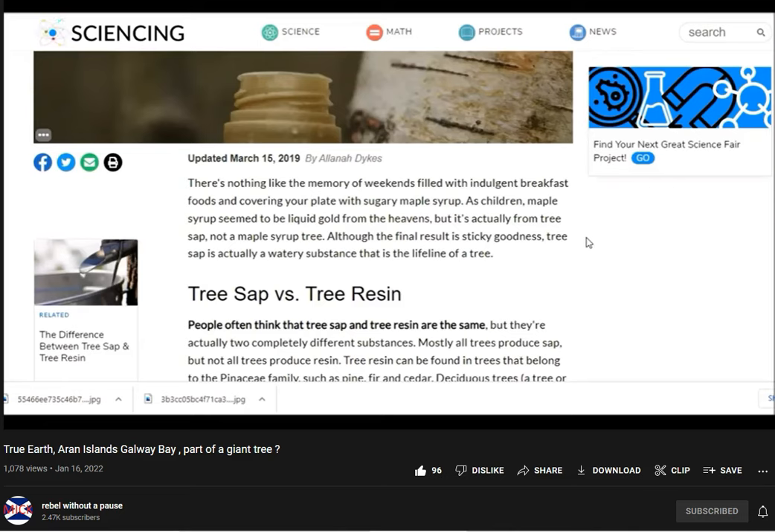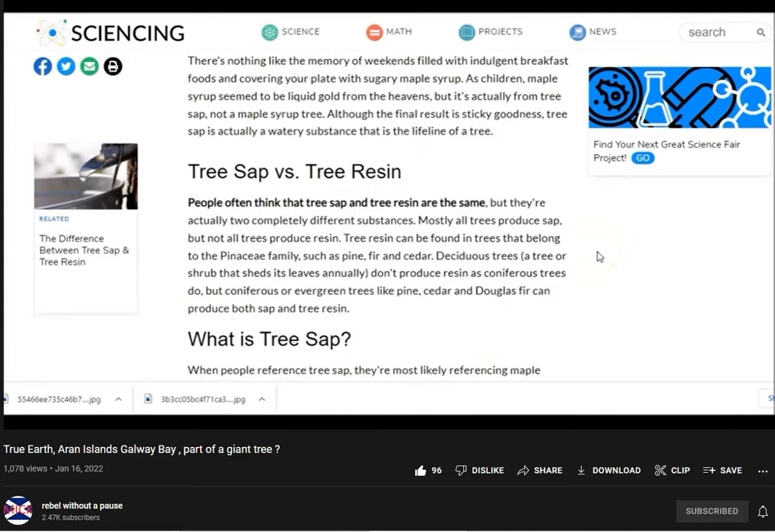Although the final result is sticky goodness, tree sap is actually a watery substance that is the lifeline of a tree. People often think that sap and tree resin are the same, but they're actually two completely different substances. Mostly all trees produce sap, but not all trees produce resin.